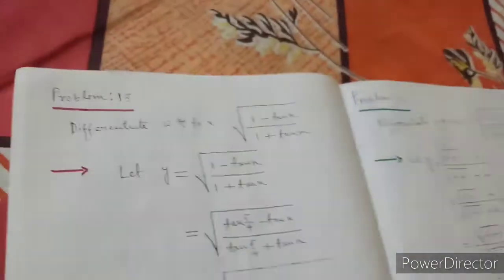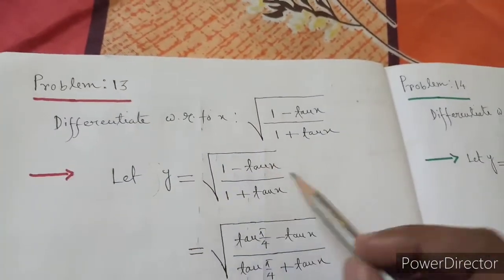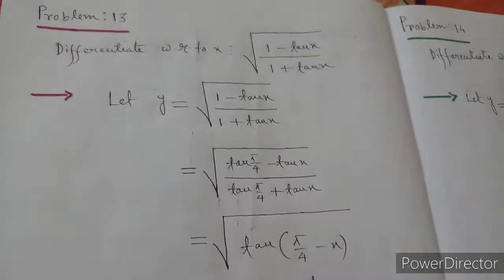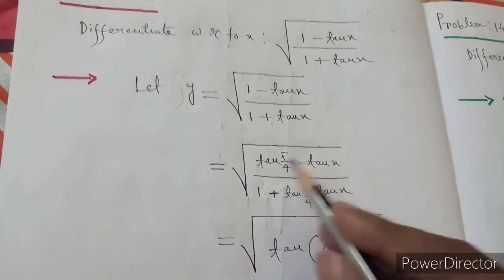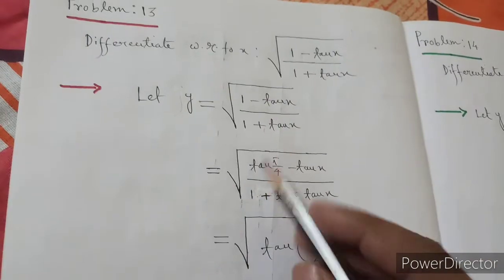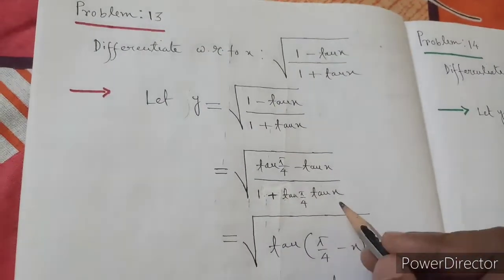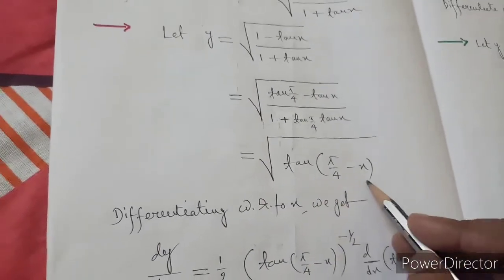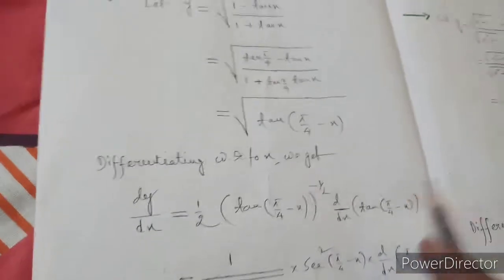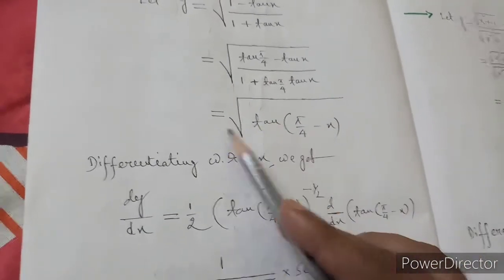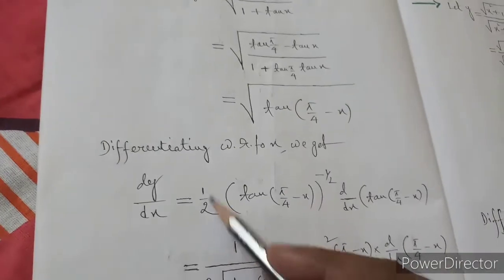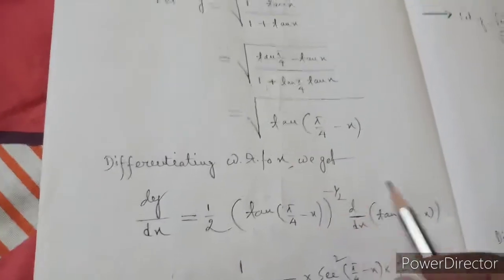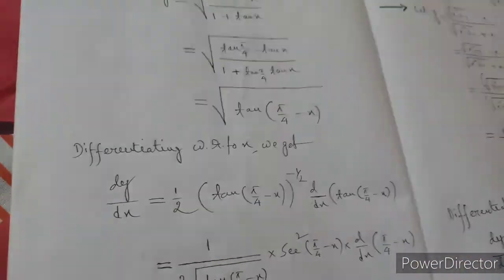Now problem number 13: differentiate with respect to x, root under (1 minus tan x) by (1 plus tan x). Tan pi by 4 means 1, so this is (tan pi by 4 minus tan x) by (1 plus tan pi by 4 into tan x), and by the formula that is root under tan (pi by 4 minus x). Now differentiating with respect to x, consider this total one like x. So root under x derivative is half of tan (pi by 4 minus x) to the power minus half. And now again the derivative of tan (pi by 4 minus x) according to the chain rule.